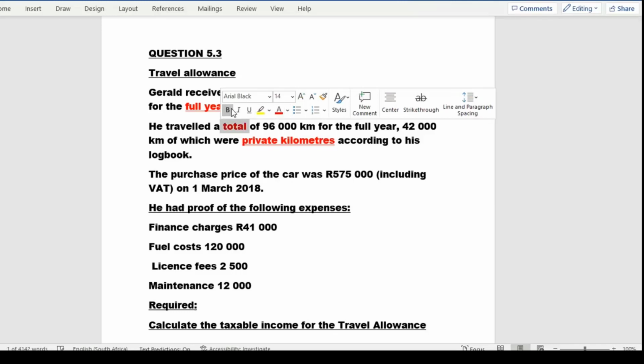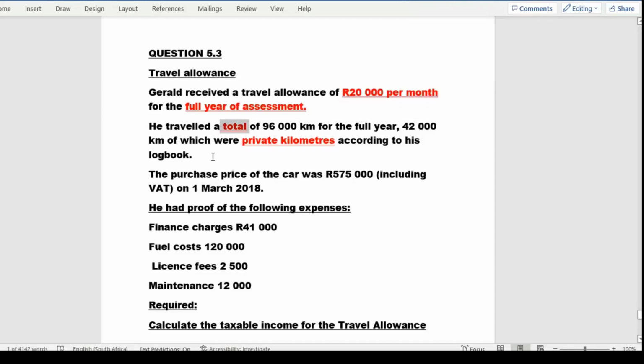There's one aspect that is missing in terms of the kilometers. The business kilometers we don't have, meaning that I'm going to analyze this question one by one. We are going to need business kilometers. Since we've got the private and the total, we're going to need the business kilometers. Let me just highlight that in blue.